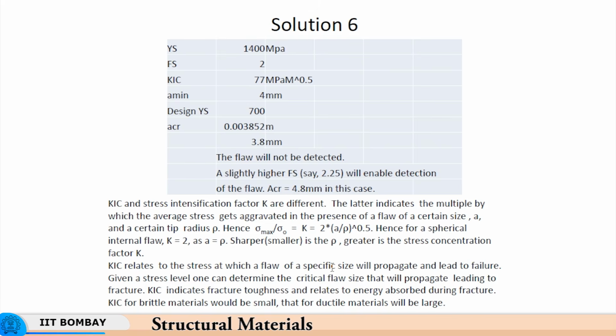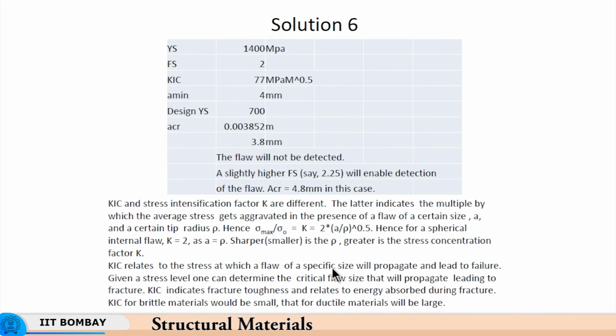Now K1C and stress intensification factor are different because the stress intensification factor indicates a multiple by which an average stress gets aggravated in the presence of a flaw. So normally when we calculate stress at a cross section, we take the force divided by the cross sectional area, and we assume that the entire cross sectional area is supporting the load equally and there is no flaw in between. Flaw is the one that causes stress concentration. So stress concentration means stress intensification.